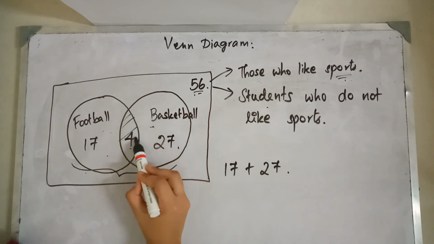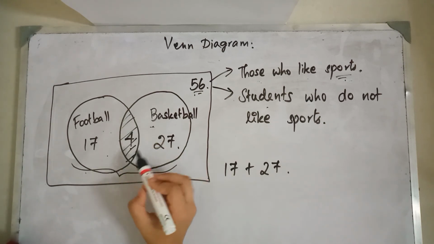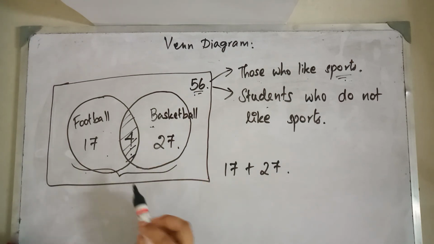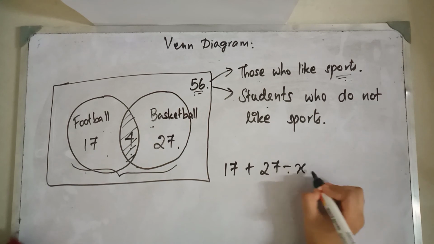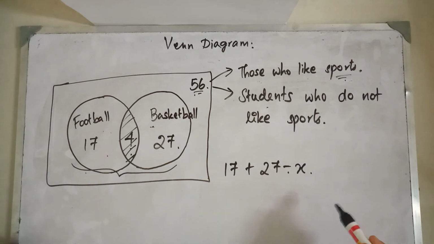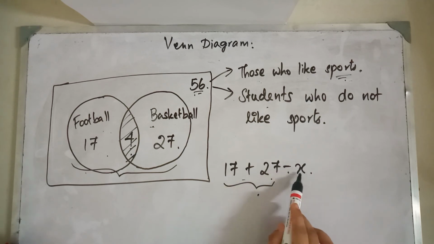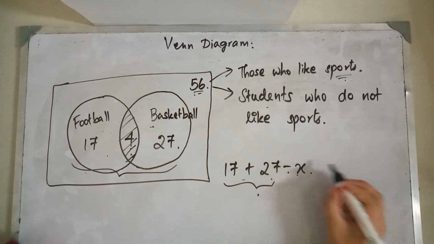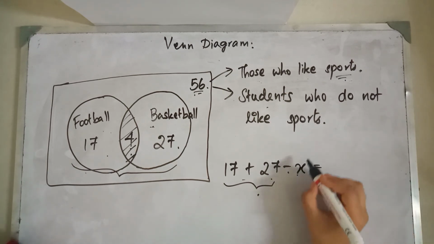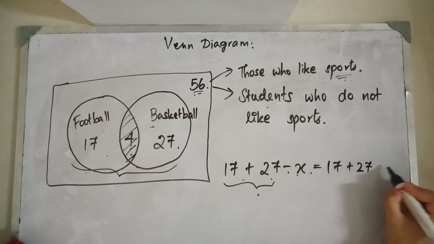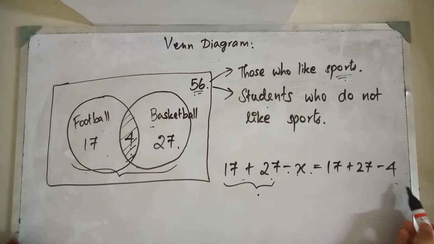But take note of the overlapping region. Like I've said before, this overlapping region will appear twice. So what do we do? We have to subtract the overlapping region once. There's an extra x contained in this total number. So we'll have to subtract that to get the total number of students. Now what is this x? This x is equal to 4. So we'll have to subtract 4.